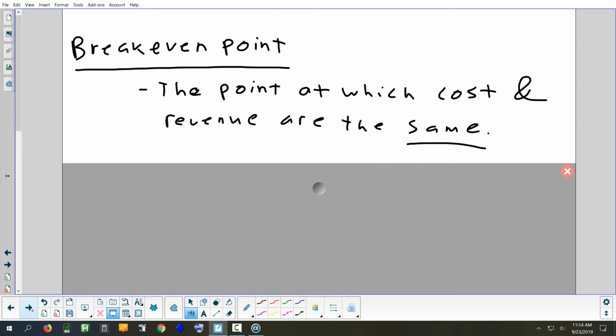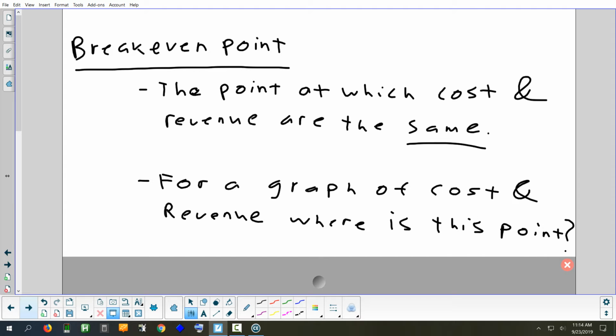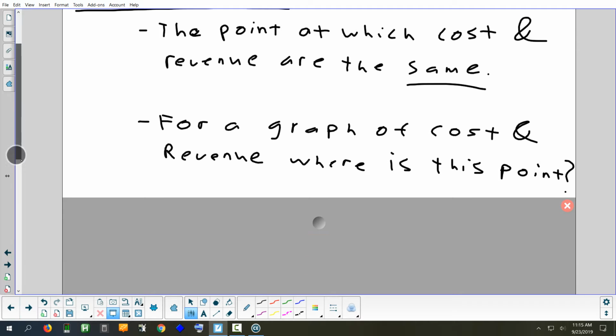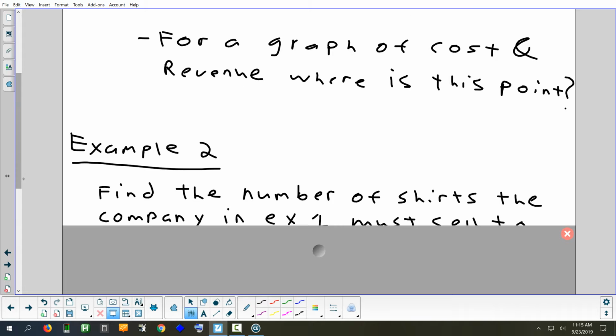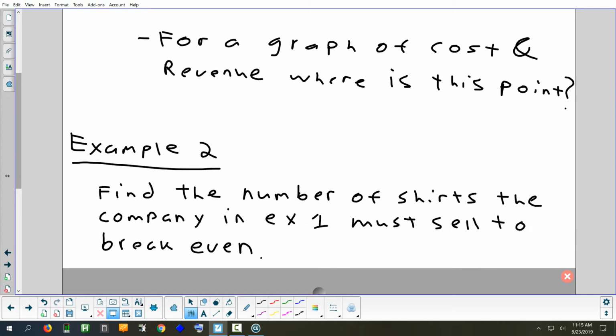Okay, so the break-even point, which is really the whole thing we're doing in this problem, is when the cost and the revenue are the same. So for a graph, you guys already said it, but what are you looking for if you have a graph of cost and revenue? The intersection, yep, where they cross. So let's take the same problem from example 1, and we'll find the number of shirts that this company has to make in order to break even.